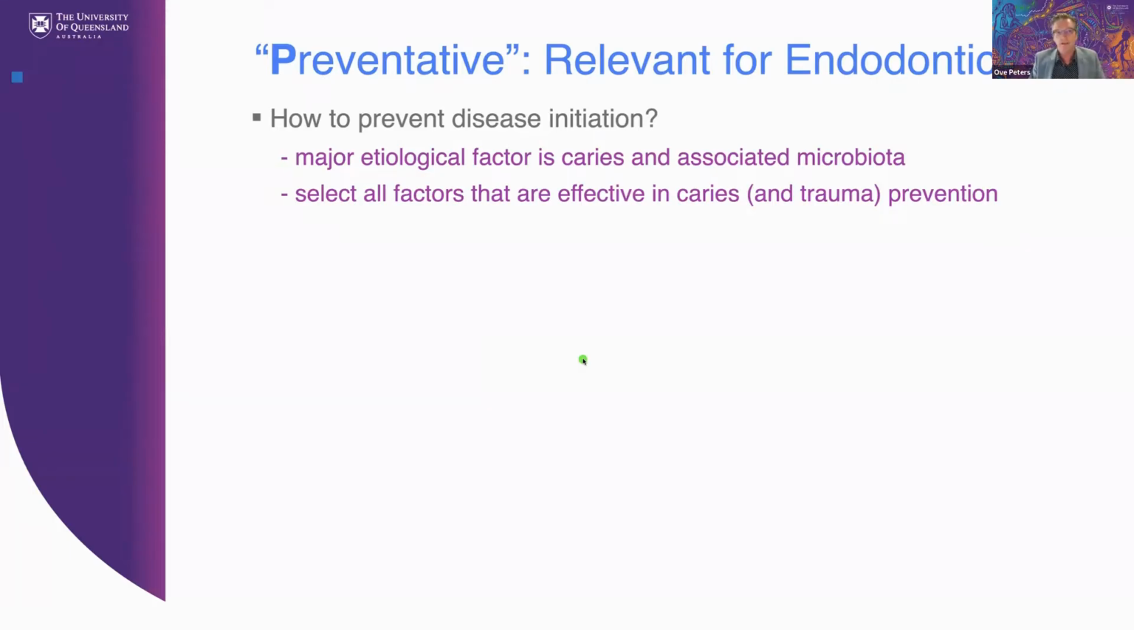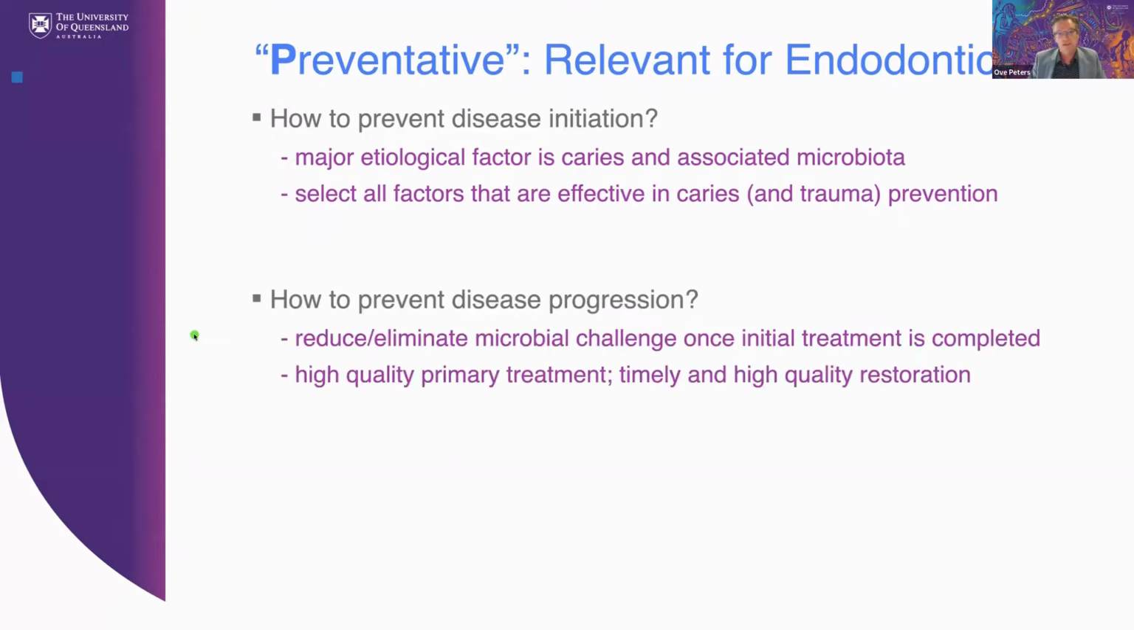By prevention. How to prevent disease initiation in endodontics? Quite simple, because it's associated with caries and associated microbiota, maybe also with trauma. Both of these could be prevented if we go a little bit further in the scheme that exists already, certainly in fluoridation and trauma prevention. How can we prevent disease progression? By reducing and perhaps eliminating the microbial challenge once initial treatment is completed.